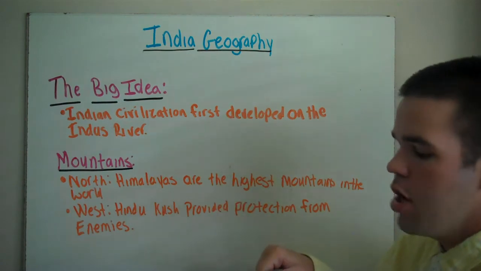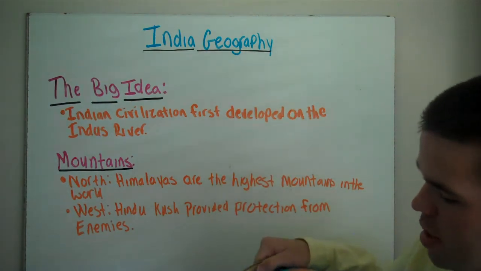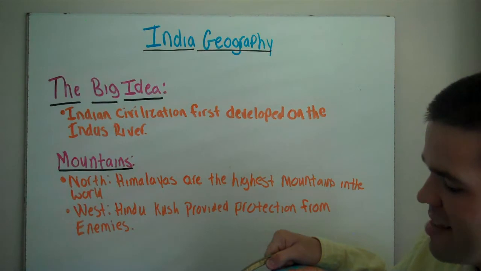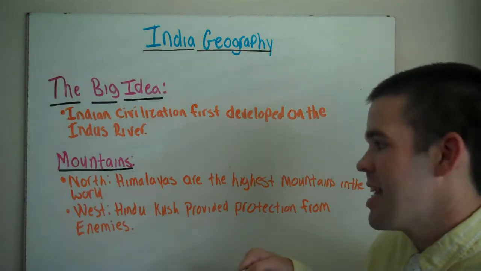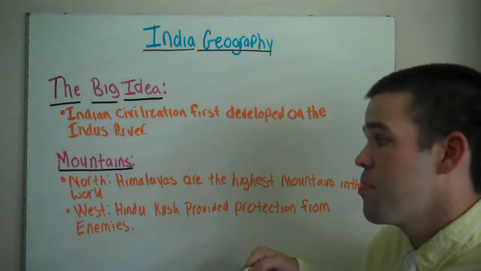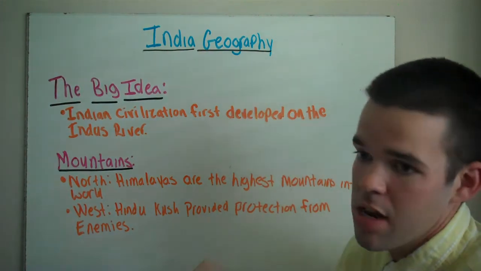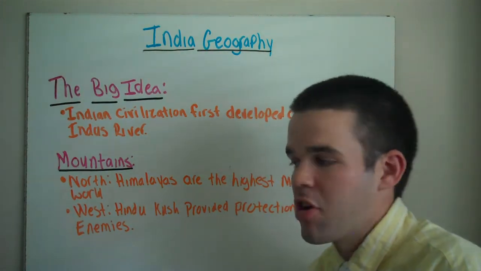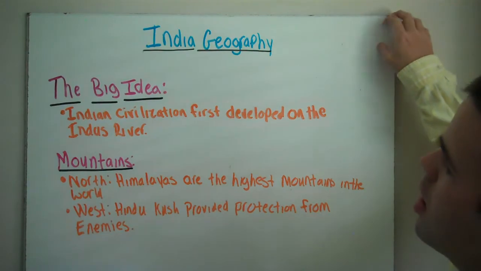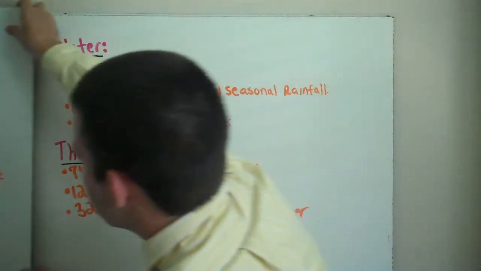The Hindu Kush provided protection from groups that were coming from the west that tried to get into India, and the Hindu Kush basically blocked them from getting in, or made it even more difficult for them to get into India. Let's move on to the waterways and the desert.